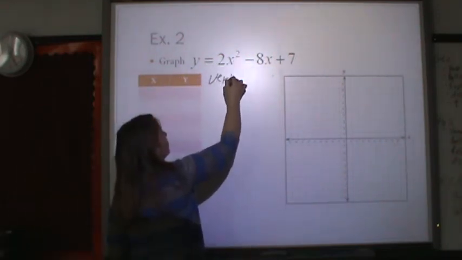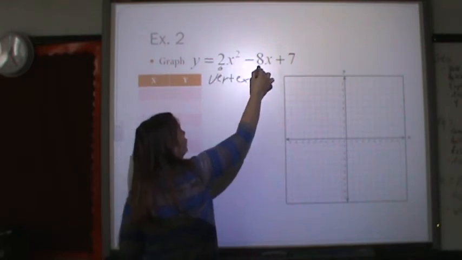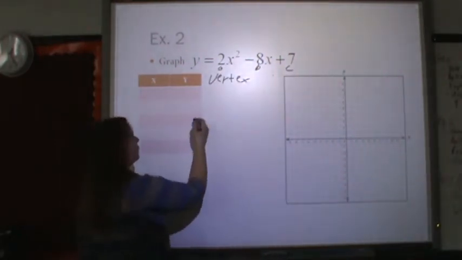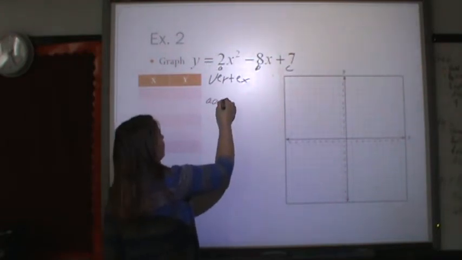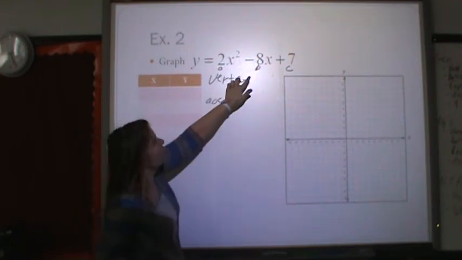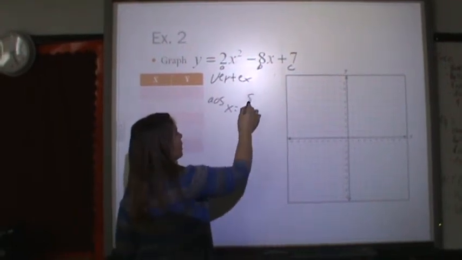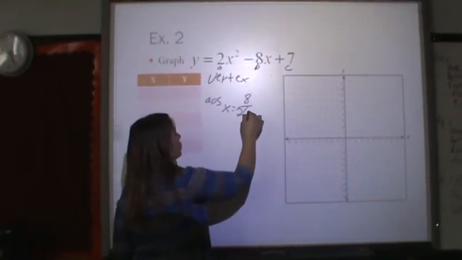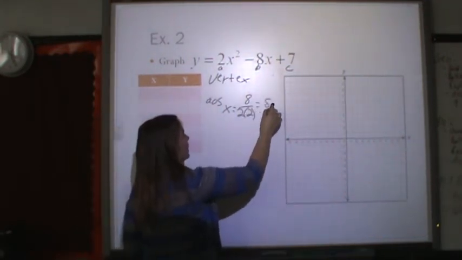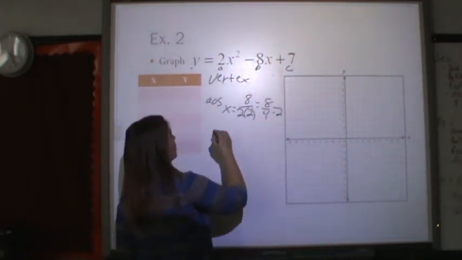So there's your a, your b, and your c. Start with your axis of symmetry, which is going to be x equals negative b over 2a. Since your b is already a negative 8, you're going to make it positive 8 over 2 times 2, because your a was 2. So that would be 8 divided by 4, which equals a positive 2.